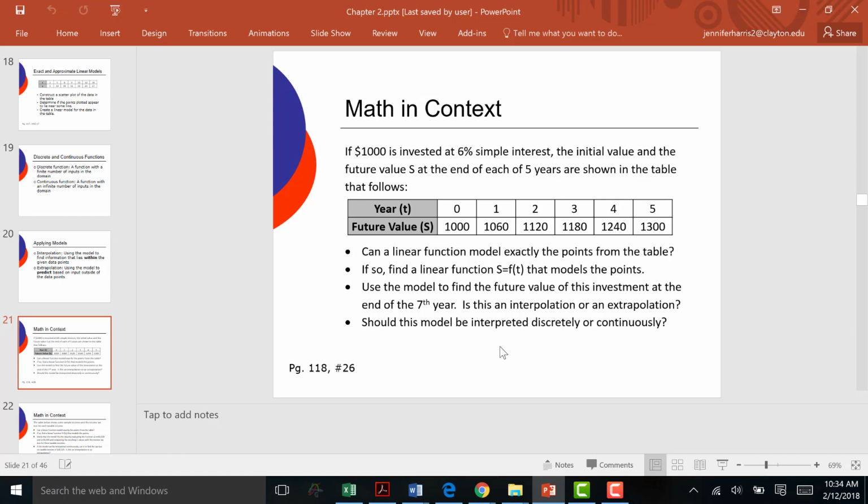Y equals 60x plus 1,000. Tell me if y'all got that answer. Is that the equation you got? That's the equation or linear function that models that data. We okay? What you thinking?